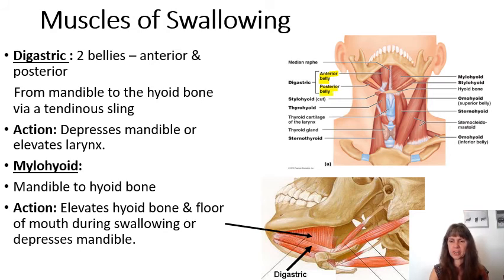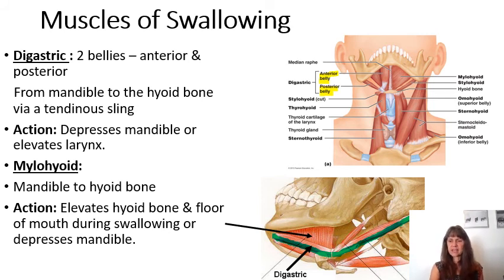If we look at the picture at the bottom, you can see the anterior belly of the digastric muscle begins at the mandible and goes through a tendinous sling on the hyoid bone, continuing as the posterior belly, which attaches to the posterior aspect of the mastoid process of the temporal bone.